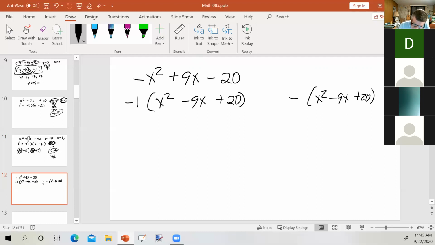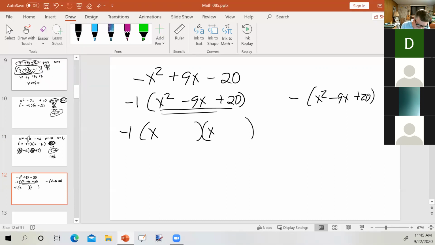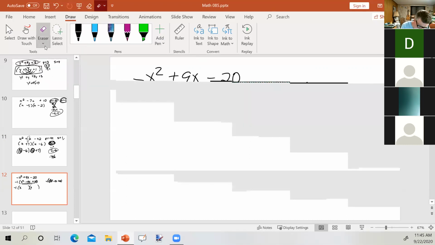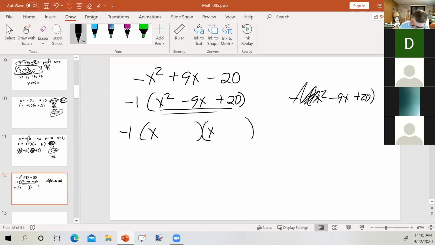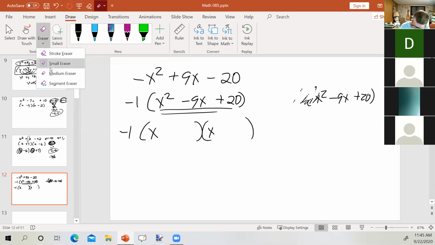So now I'm going to take this trinomial that's inside the parentheses and break it apart, an x and an x. Oops, come on. For 2 quarters, I've been trying to get this eraser to work for me, and it just never seems to want to. There we go. Sure, as soon as I say I can't do it, then it works.